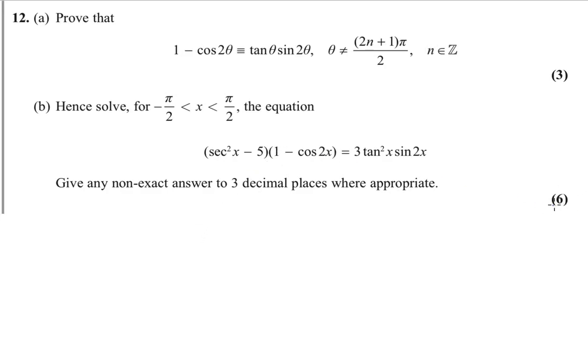Okay, in part B, this big 6-mark trig equation question looks really scary and complicated to begin with, but if you look at what we've got in here, we've got 1 minus cos 2x, and that's what we proved in the first part is equal to tan x sine 2x. So that's what I'm going to do first. I'm going to replace that second bracket with tan x sine 2x. And the reason I'm doing that is because if you look at the right hand side, there's also a tan x sine 2x here.